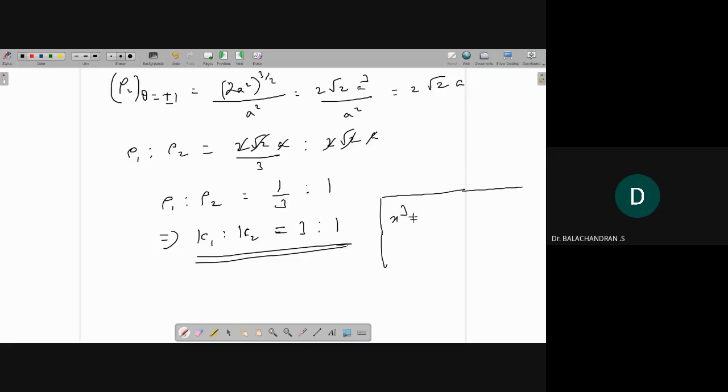x cube plus y cube equal to y minus x into y minus 2x, at 0, 0. This is the curve. So you should use the Cartesian form. So I got dy by dx equal to, I'll tell the expression also. Please write.